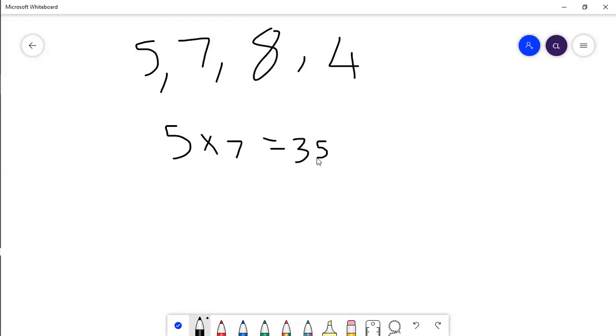8 plus 4 is 12. Check your answer. 8 plus 4 is actually 12. But thank you so much for trying. Thank you so much for the effort.